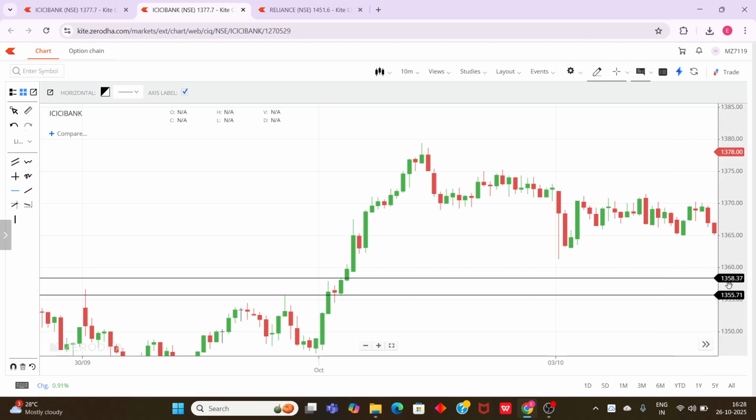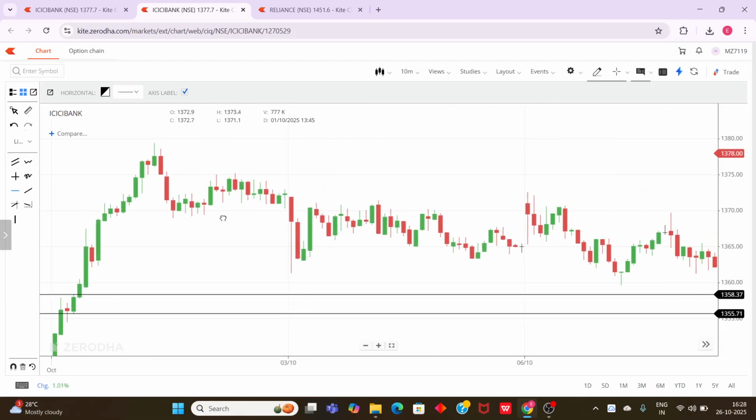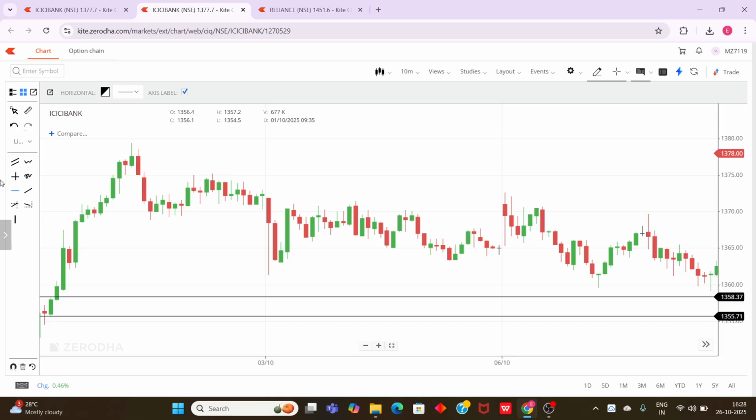You can see that 1358 is the high and 1355 is the low. Basically, this is 3 rupees, and you will be aiming for 6 rupees. You can see that the 6 rupees has been achieved within a few candles itself. Let's go to 2nd of October, sorry, 3rd of October.